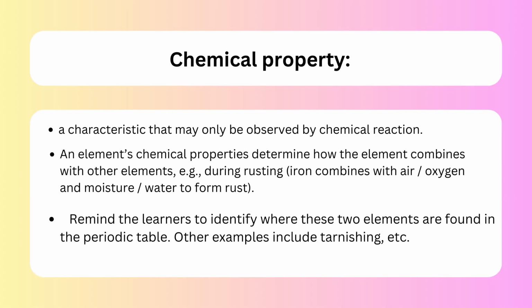Chemical property: a characteristic that may only be observed by chemical reaction. An element's chemical properties determine how the element combines with other elements. Example, during rusting, iron combines with air / oxygen and moisture / water to form rust. Remind the learners to identify where these two elements are found in the periodic table. Other examples include tarnishing, etc.